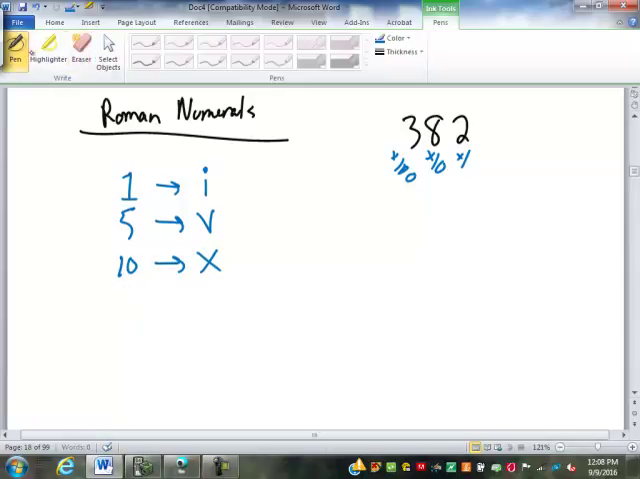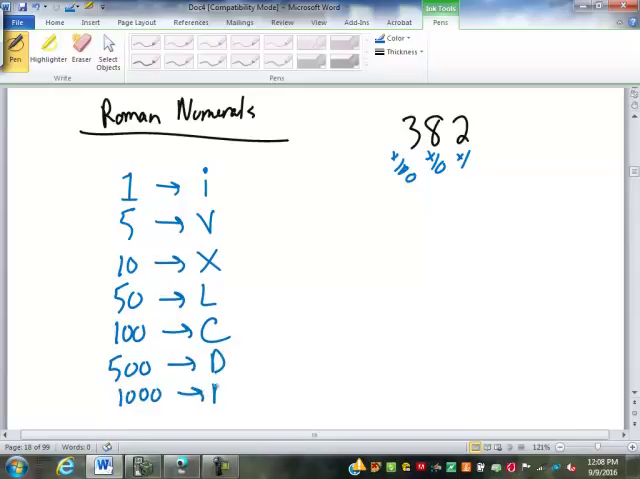Going backwards here, 50 is represented by L. 100 is represented by C. You ever hear the term C note? It's a $100 bill. That's where that comes from. 500 is represented by the Roman numeral D. 1,000 is represented by M. Now there's one that's not on here yet. This is one I didn't learn until I started teaching this course. 1/2 is represented by SS.